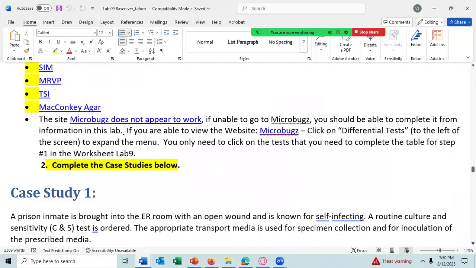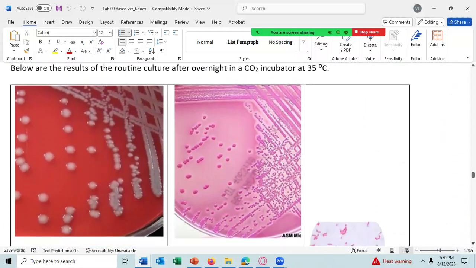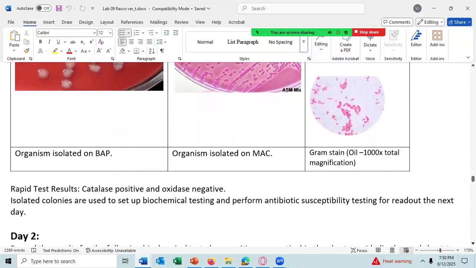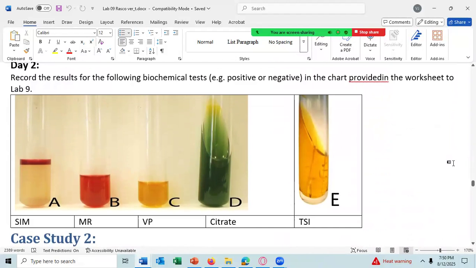Case study 1. Go ahead and read about that. Case study 2. Oops, where is it?